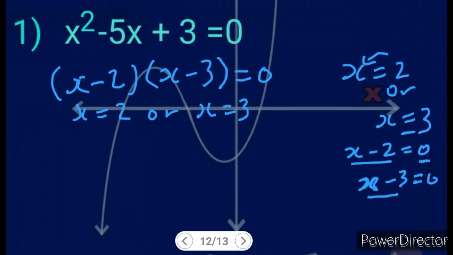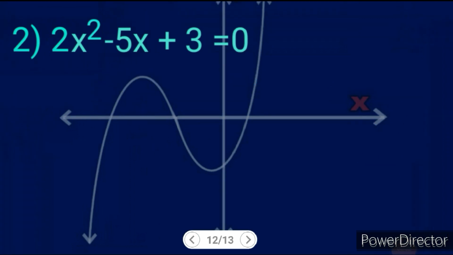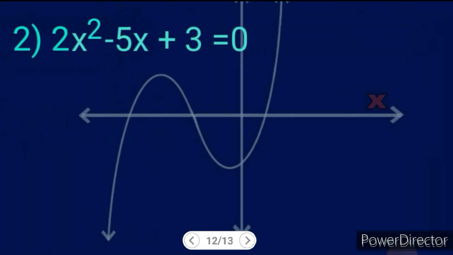Alright, let's go to the next level. Here is our second example. So you will use the quadratic formula again. When you type the quadratic formula in the calculator, you'll end up having x is equal to 3 over 2 or x is equal to 1. So when you have this, we've got a little bit of a problem. We've got a fraction. So what do you do when you've got a fraction? You'll just make x to be over 1 so that it's also a fraction.